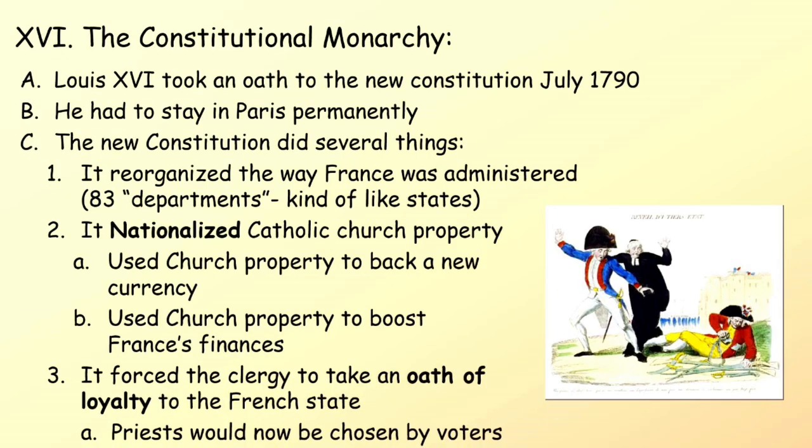The constitutional monarchy. Louis XVI took an oath to the new constitution in July 1790. He had to stay in Paris permanently, and this new constitution did several things. For one, it reorganized the way France was administered. France would now have 83 what were called departments, kind of like our 50 states. And the Constitution nationalized Catholic Church property. And they used this church property to do two things. Number one, back a new French currency, and they used it to boost France's finances. And finally, this new constitution forced the clergy to take an oath of loyalty to the French state. And priests could now even be chosen by voters.